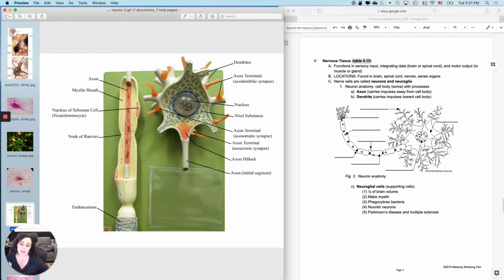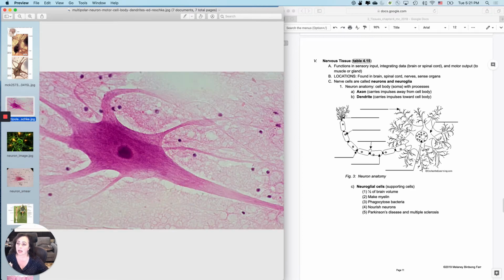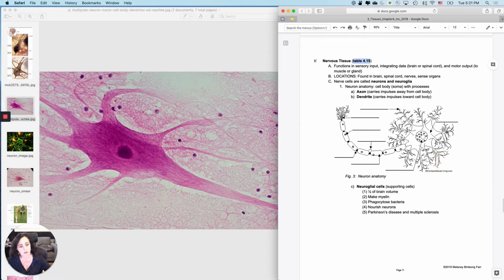The axon will, if you've got a good picture of it, this is where myelin comes in. So this axon that you're seeing right here, all of these are dendrites, all of them.